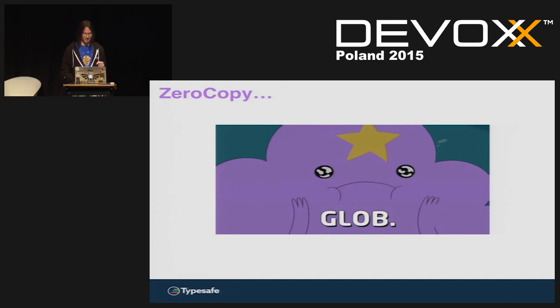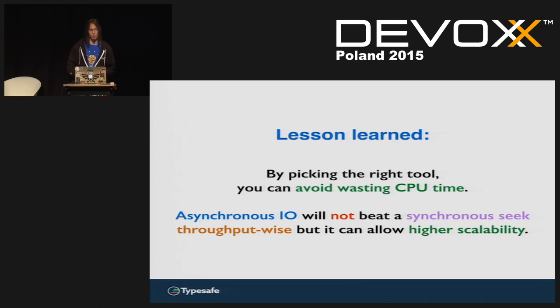Okay, lessons learned. Avoid wasting CPU time. Asynchronous I/O will usually not be faster than synchronous I/O. Sequential access will always be faster. Disks are optimized for that, and even RAM is optimized for that. People claim it's random access, well, yes and no. It still is nicer if you just go through an array and copy data. So throughput-wise, you're not going to be faster than synchronous seeks.